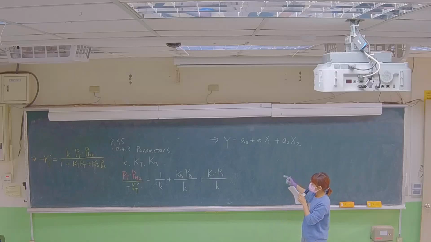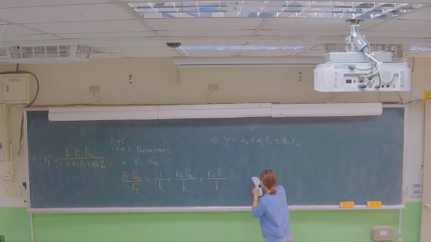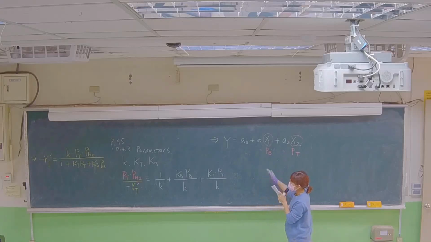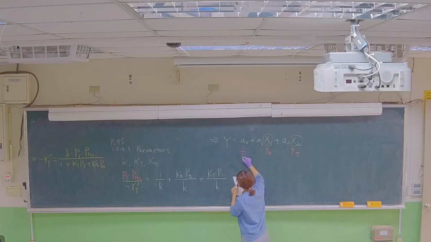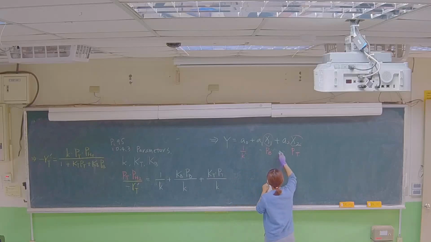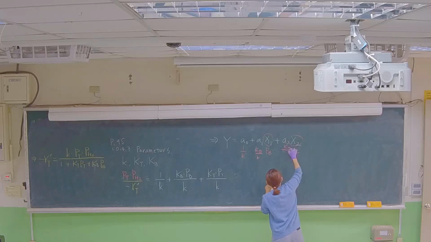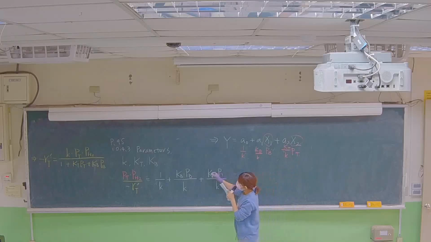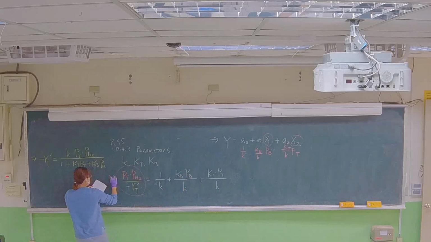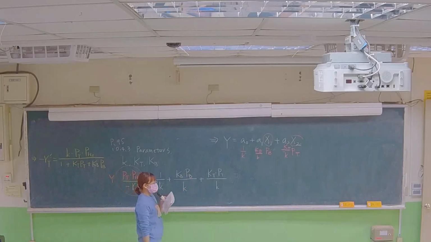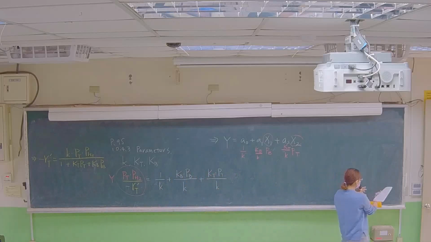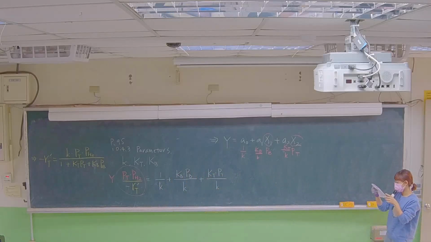So x1 here is PB, right? x2 is PT. A0, A1, A2 are the constants. You can compare. So you know A0 is 1 over K, A1 is KB over K, right? And A2 is KT over K, and this one is Y. Okay, and it is complicated, so we use software, as I will show you in the next slide.